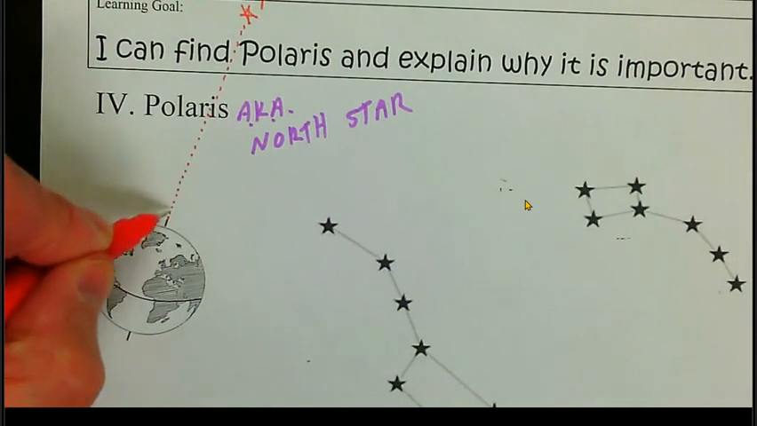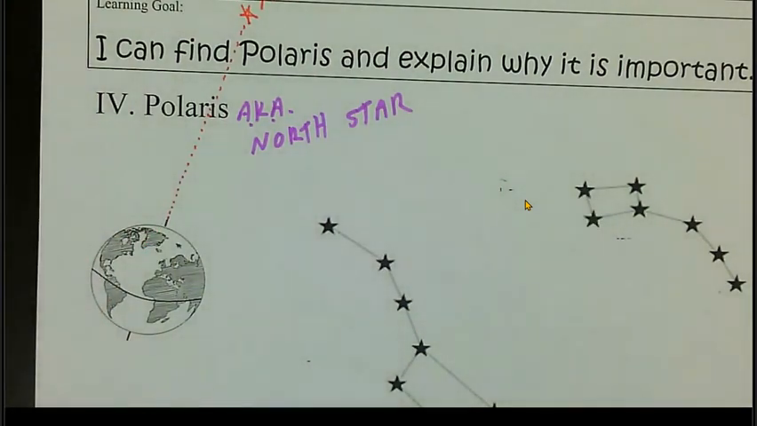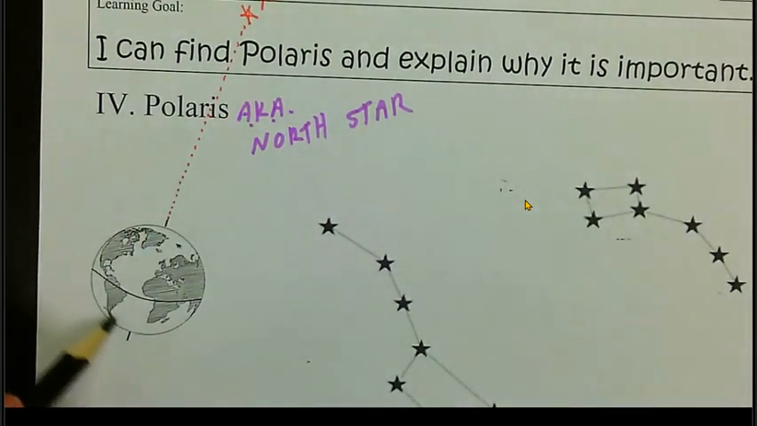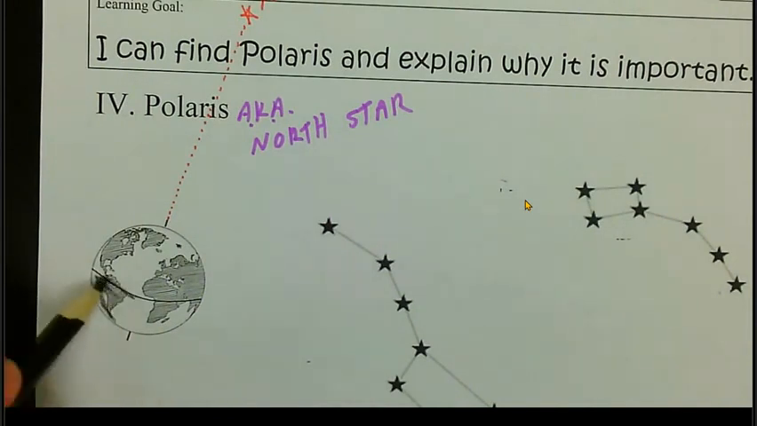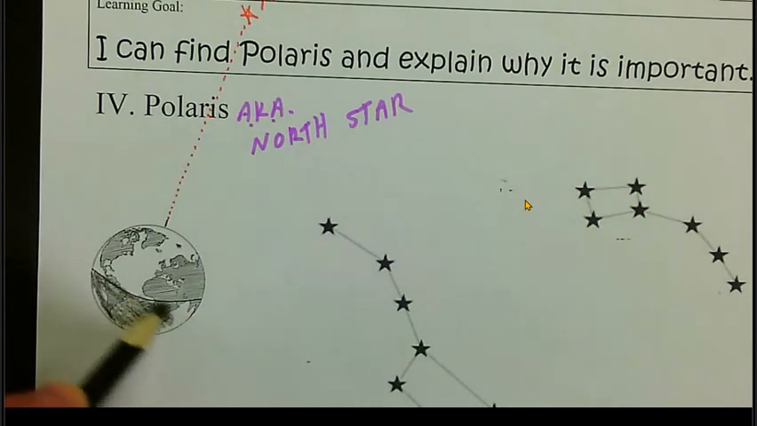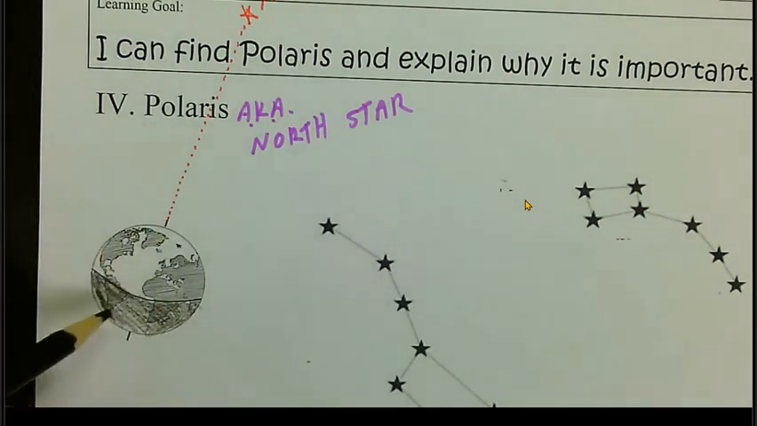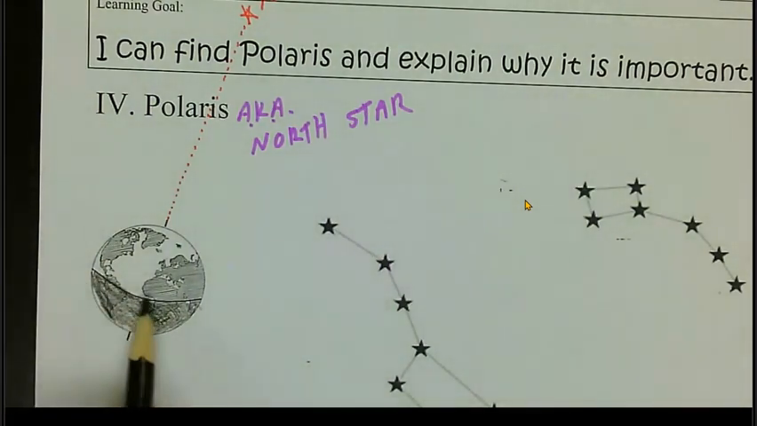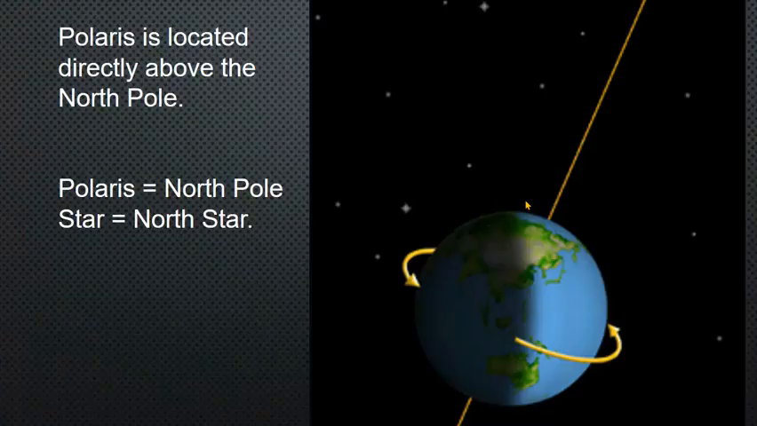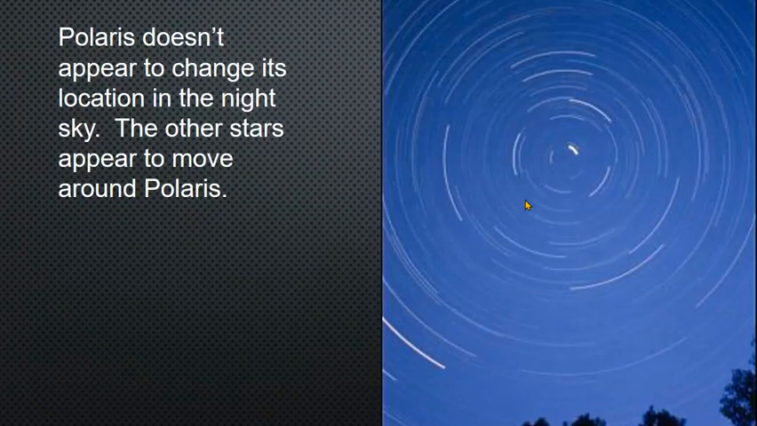Well, since it's located directly above the North Pole, that means anyone that lives here in the southern hemisphere is not going to be able to see the North Pole. So for the rest of our conversation about Polaris, whatever we say about Polaris is only going to be true if you're in the northern hemisphere. The southern hemisphere, Polaris does not work. You can't see it from there.